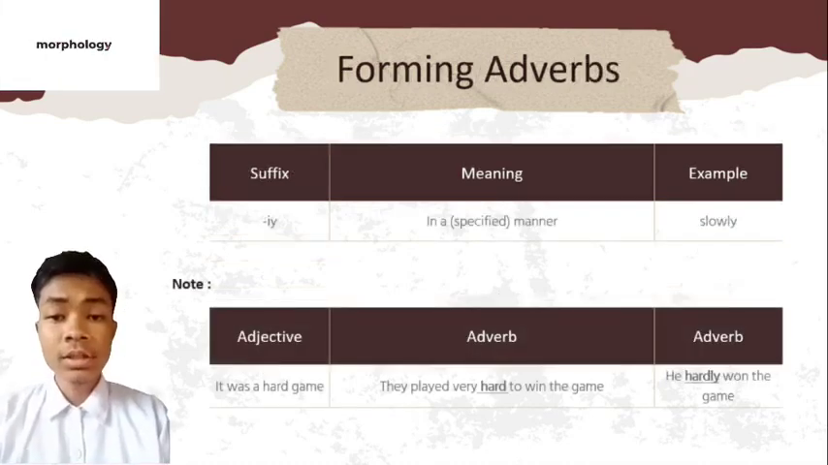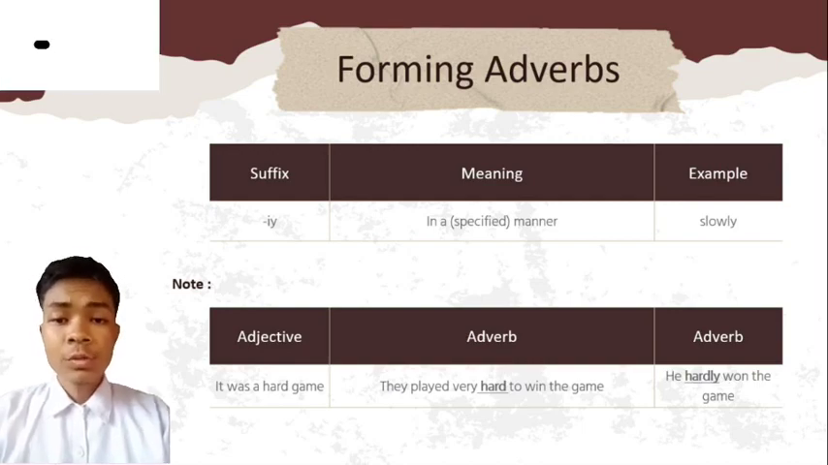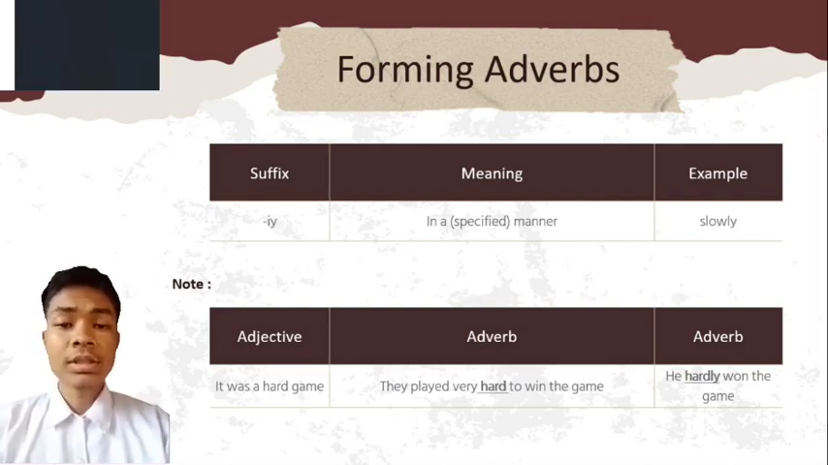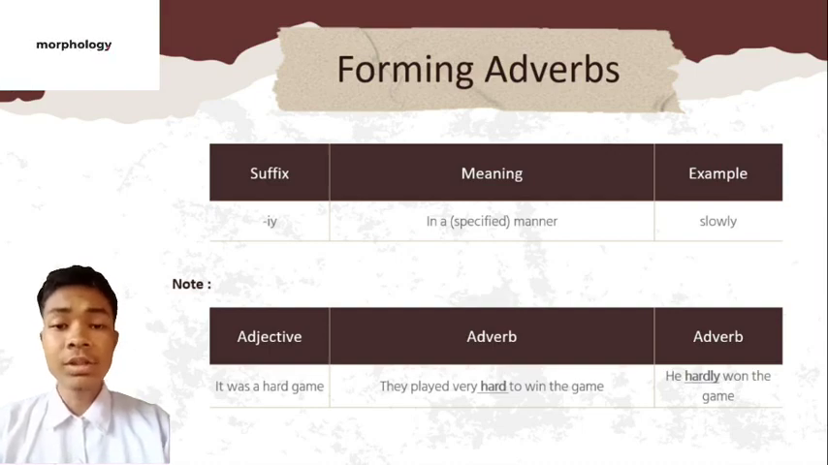Okay, next is forming adverbs with suffix ly. This suffix has the meaning in a specific manner. For example, slowly, like I walk slowly to the kitchen. Another example like annually, like this event is held annually.